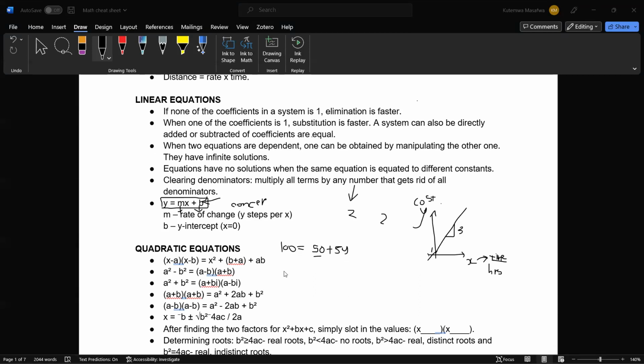Okay. So we have 100 is equal to 50 plus 5y. In addition, the 5 is the rate. Yeah, 5 is the rate. Say it's $5 a day. Oh, okay. So it's $5 per hour. Yeah, or per day. And then 50 is the base payment. So if you only have $100 to spend, you can only use the boat for 10 hours or 10 days.